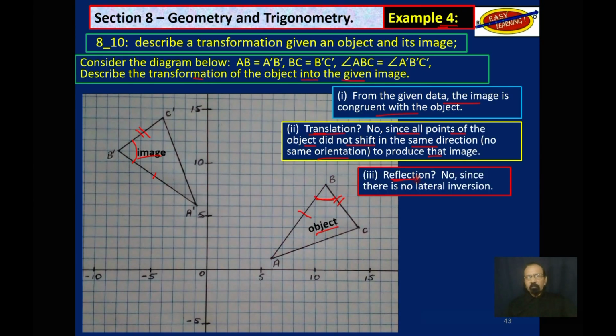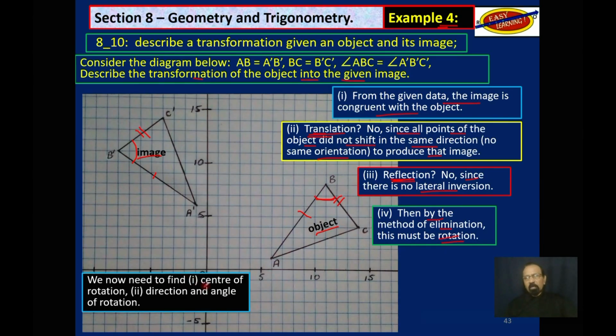Is it reflection? No, since there is no lateral inversion. There is no line between here that one looks like the mirror image of this one. No. So that means that by the method of elimination, it's not translation, it's not reflection, so it must be rotation. Now that we know it is rotation, we need to find the center of rotation and also the direction and angle of rotation. This is a little harder than the other three we just did.